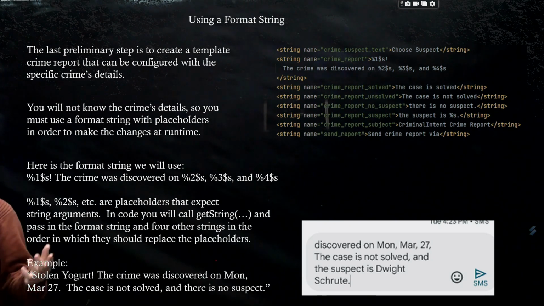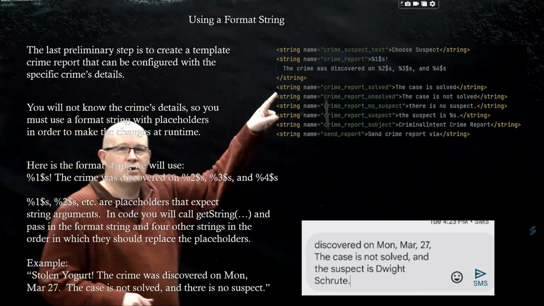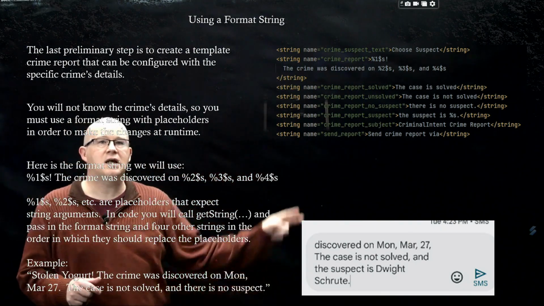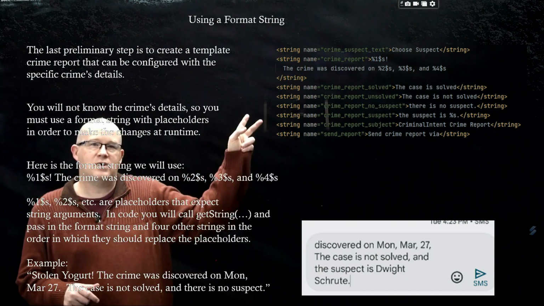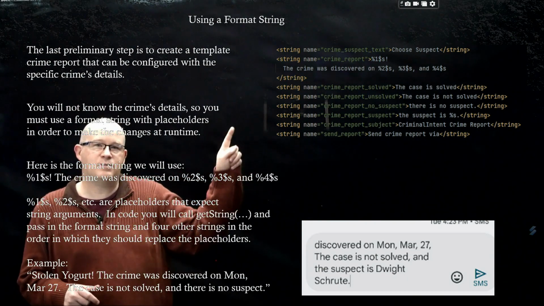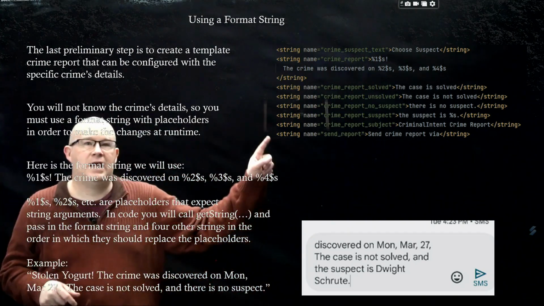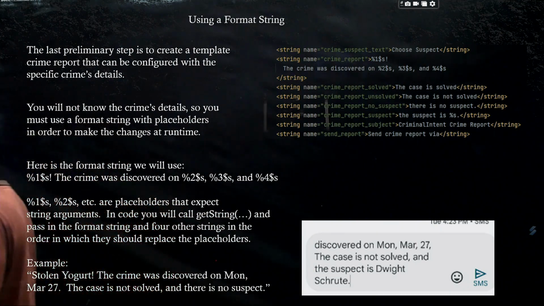All right, so we are going to have to first go into our string resources and set up a bunch. Those are all new. You can see this is our format string right here, and then we're either going to have the case is solved or it's not solved, and we're going to either have that we have no suspect or the suspect is, and notice the placeholder there as well. Then a criminal intent, crime report, and send report.